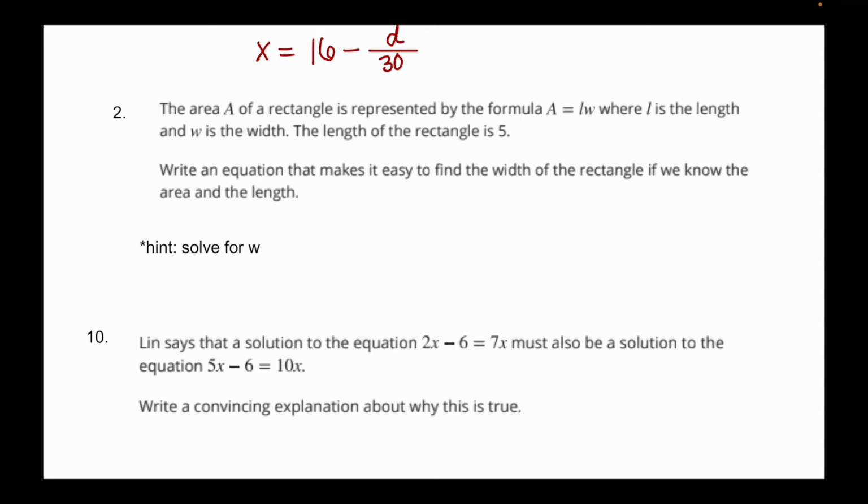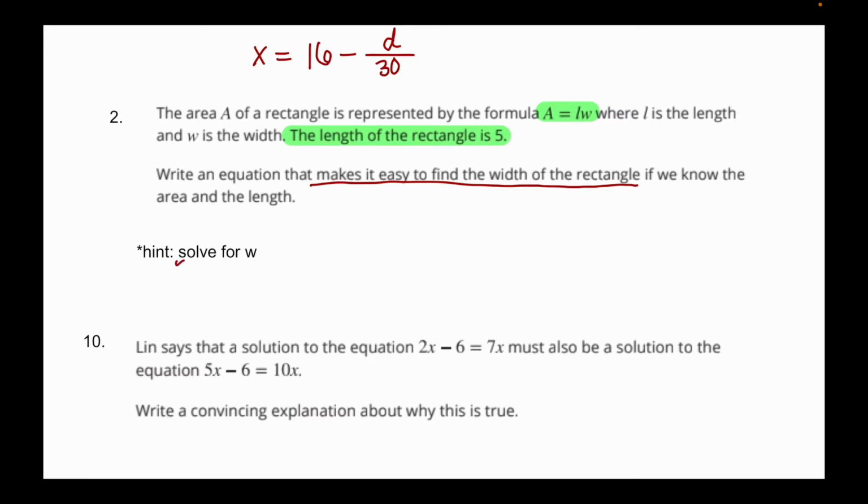So for question two, we have the area of a rectangle is represented by the formula A equals LW. I'm going to highlight that. That's a formula where L is the length and W is the width. And the length of the rectangle is 5. That also sounds like it could be important. We want to write an equation that makes it easy to find the width of the rectangle. So that is code word for solve for the width. And that is also what you have on your hint over here. The hint is to solve for W.